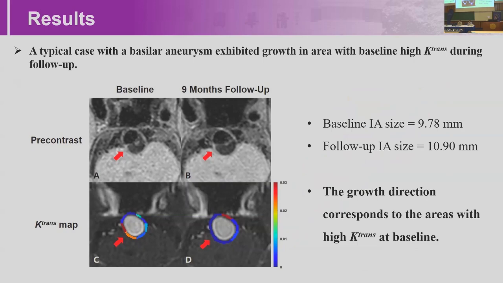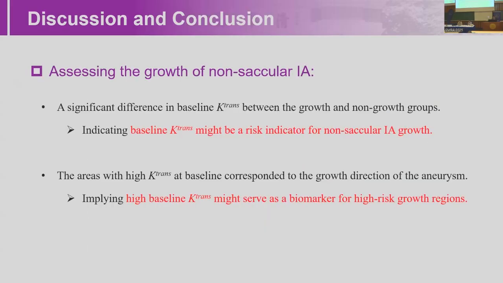We can see the growth direction of the non-saccular aneurysm corresponds to the very high Ktrans at the baseline. In this study, we found a significant difference in baseline Ktrans between growth and non-growth groups, which indicates baseline Ktrans might be a risk indicator for non-saccular IA growth.